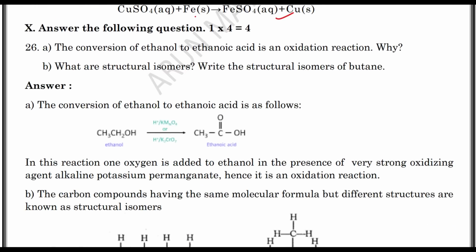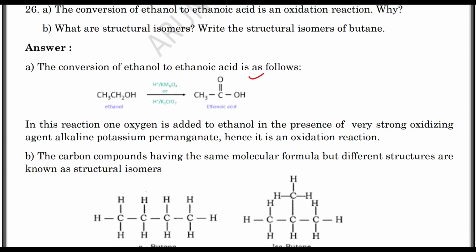hence it is called a displacement reaction. Next question, the conversion of ethanol to ethanoic acid is an oxidation reaction. What is oxidation? When oxygen is added or hydrogen is removed. The conversion of ethanol to ethanoic acid is as follows. Here the oxygen is added, hence it is an oxidation reaction in the presence of a very strong oxidizing agent, potassium permanganate.